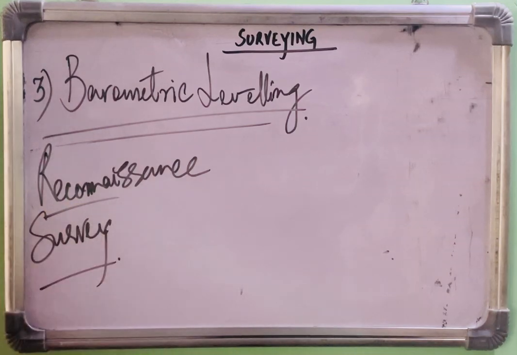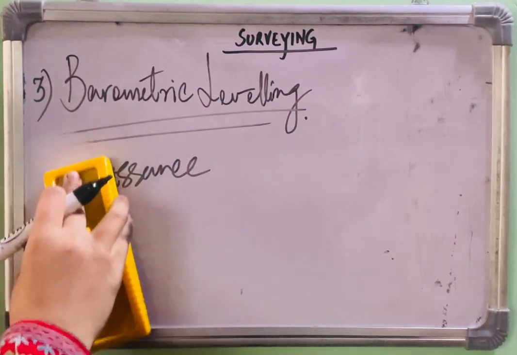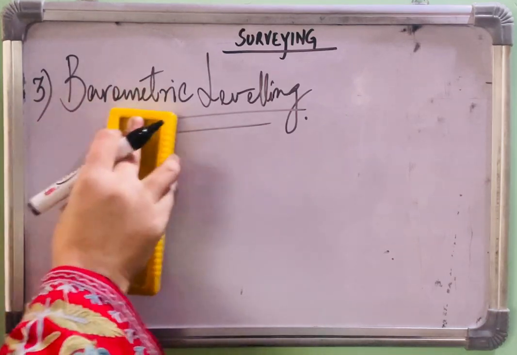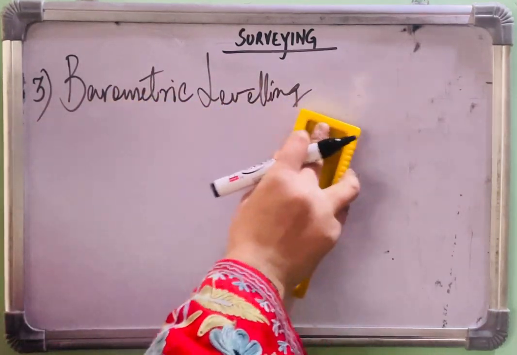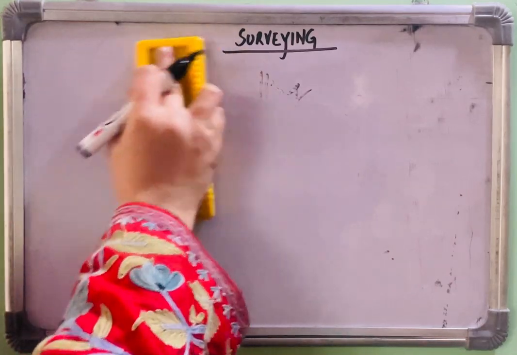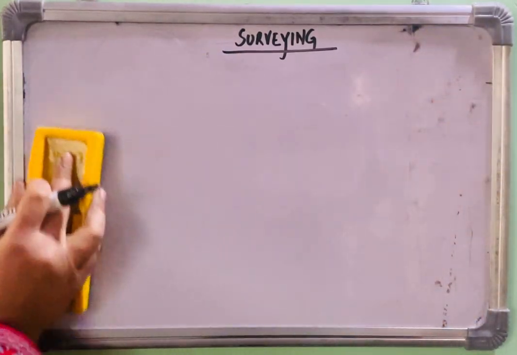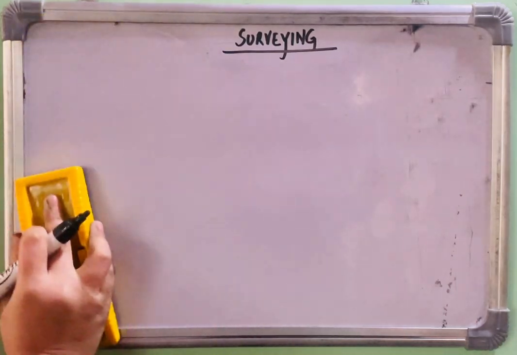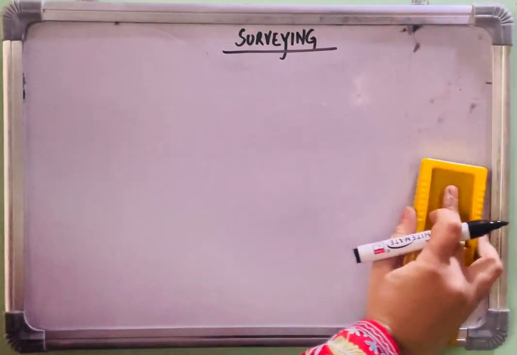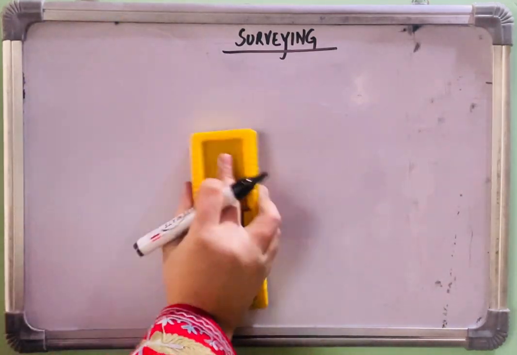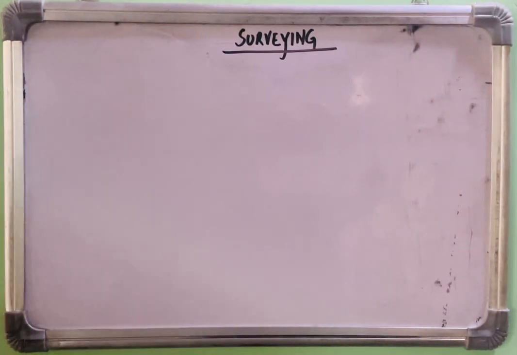Now, what is a reconnaissance survey? It is a survey which we conduct initially to have a general idea of the topography of the area. It's known as the reconnaissance survey or recce. This gives us a general idea of the topography before we start with the actual survey work.